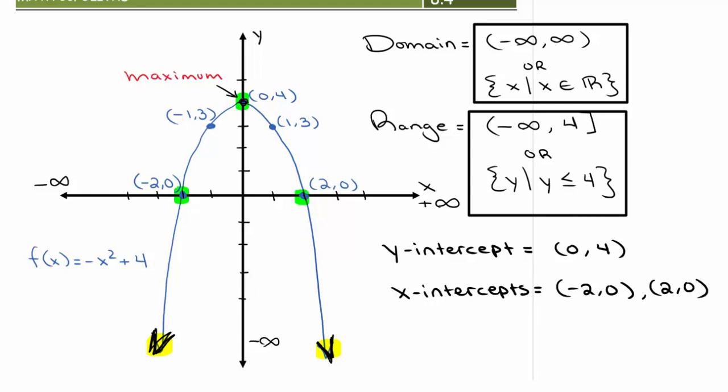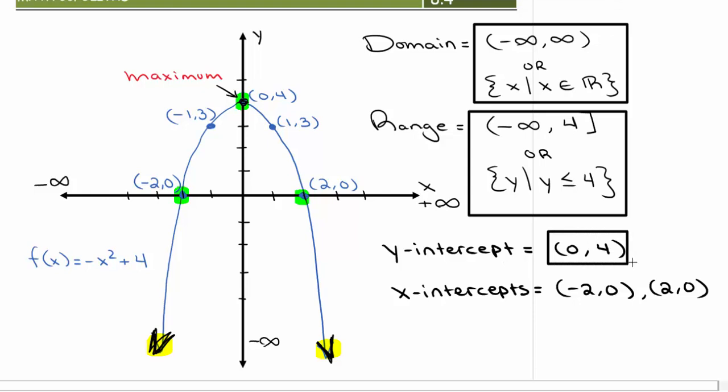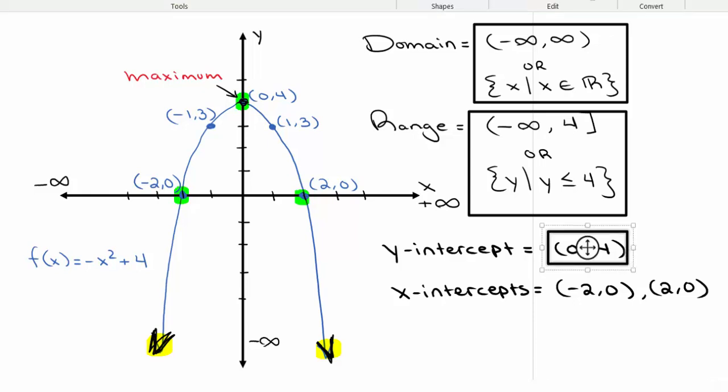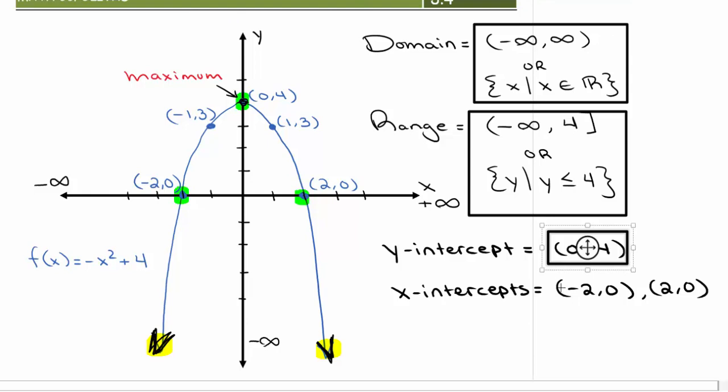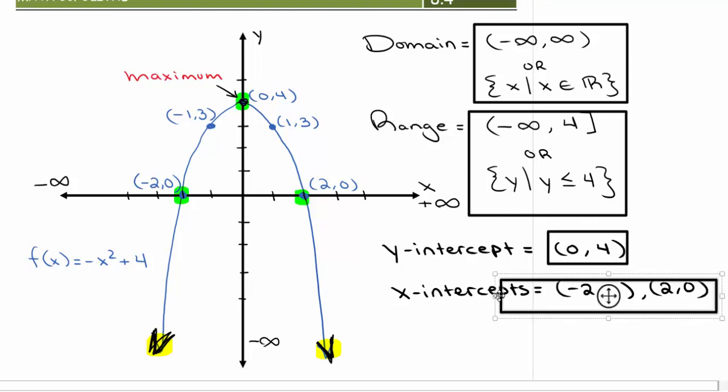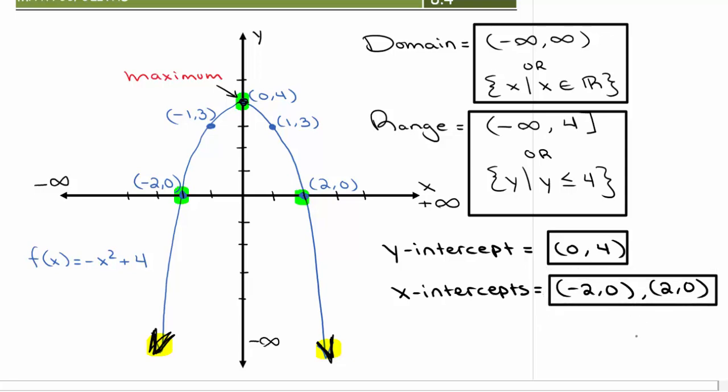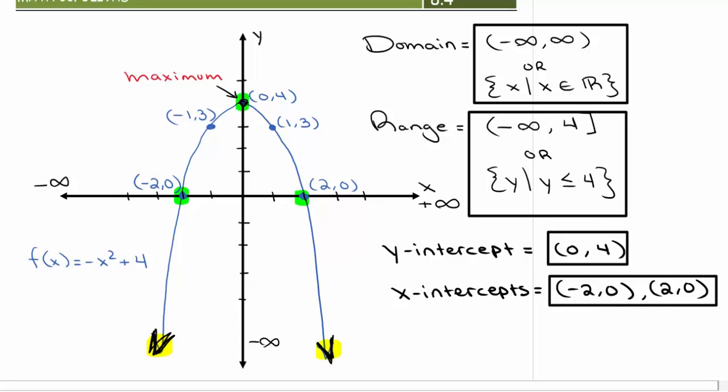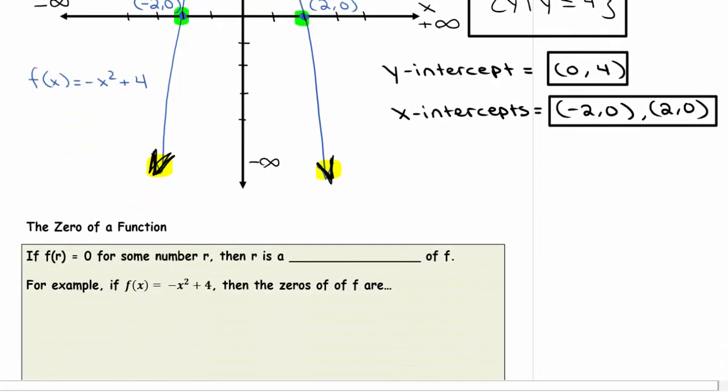Let's go ahead and box those in. So there's my y-intercept, and here are my x-intercepts. Oops, that doesn't look very good. See if I can fix that. That looks a little bit better. And I think I've answered everything for that one. Let's go down. Let's go to the next one.